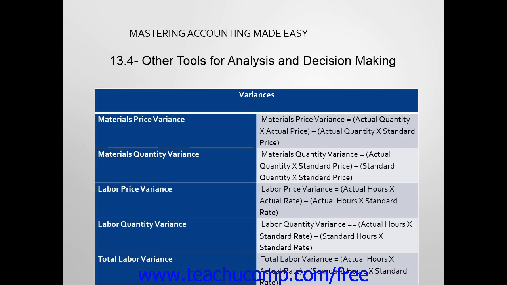Recall that variances are the differences between total actual costs and total standard costs. These formulas are important for managers to control costs. They include the materials price variance, materials quantity variance, labor price variance and labor quantity variance, and the total labor variance.